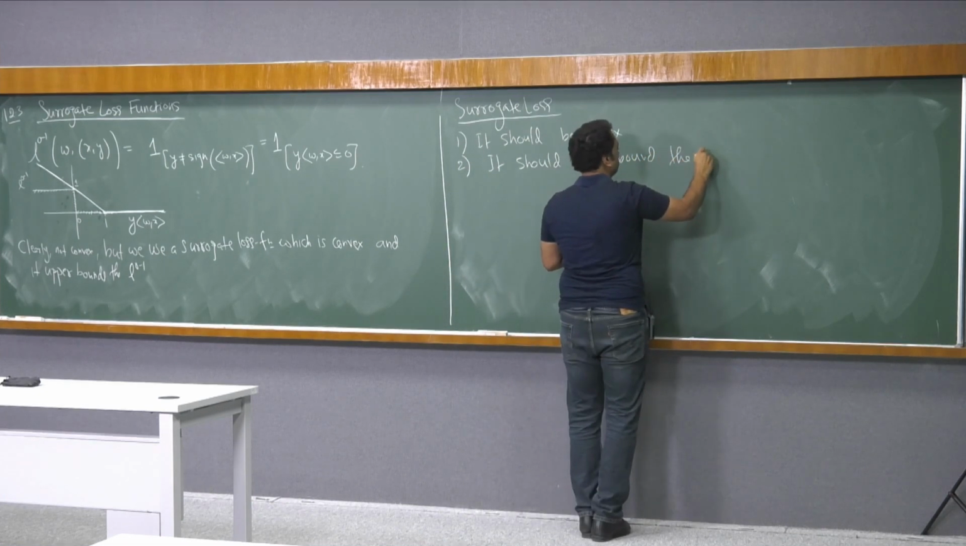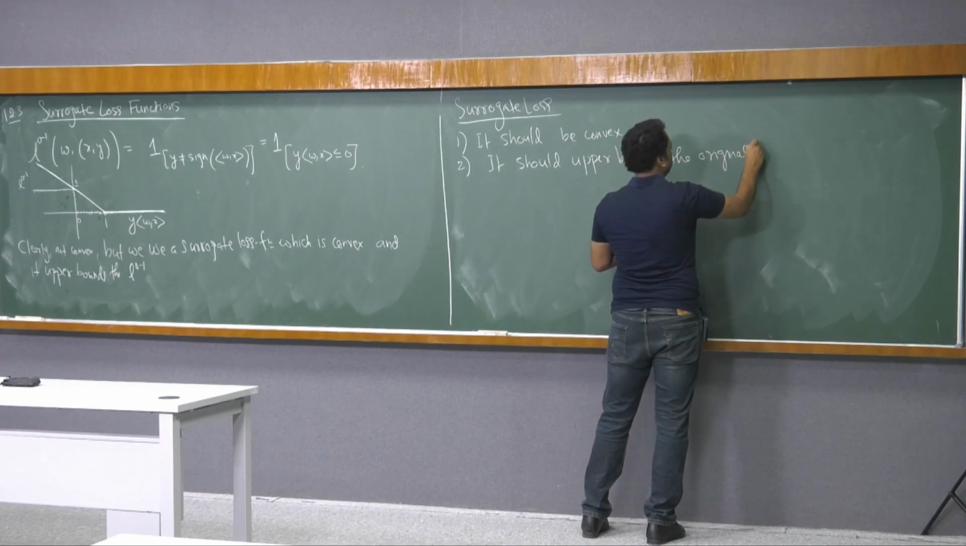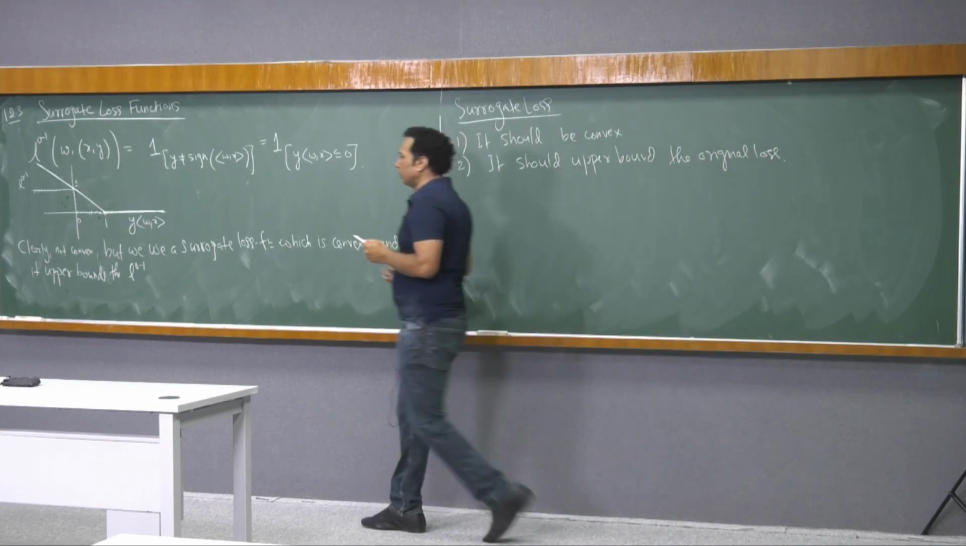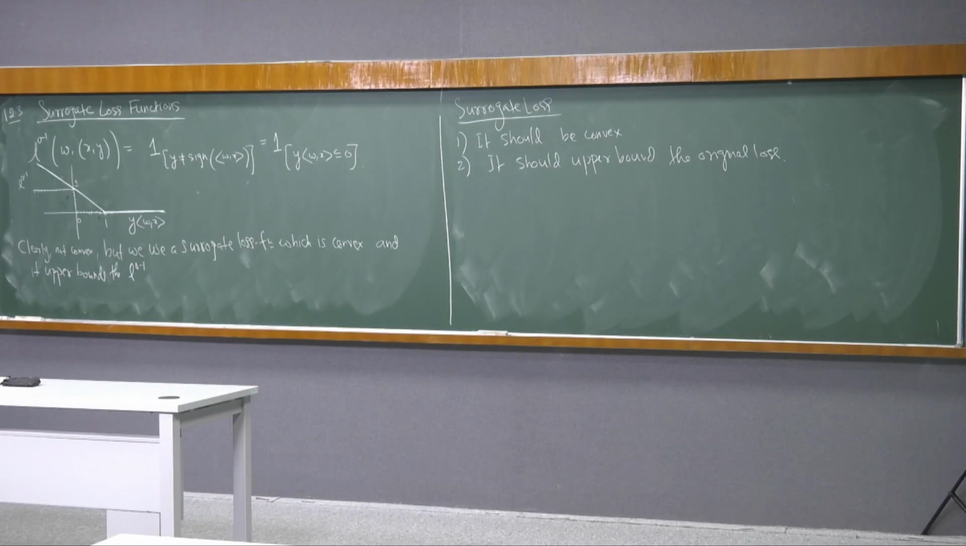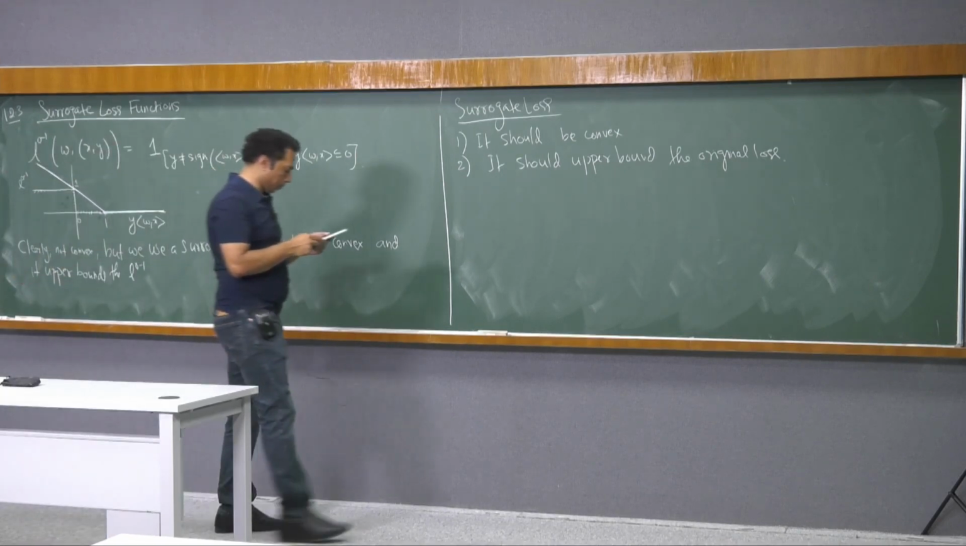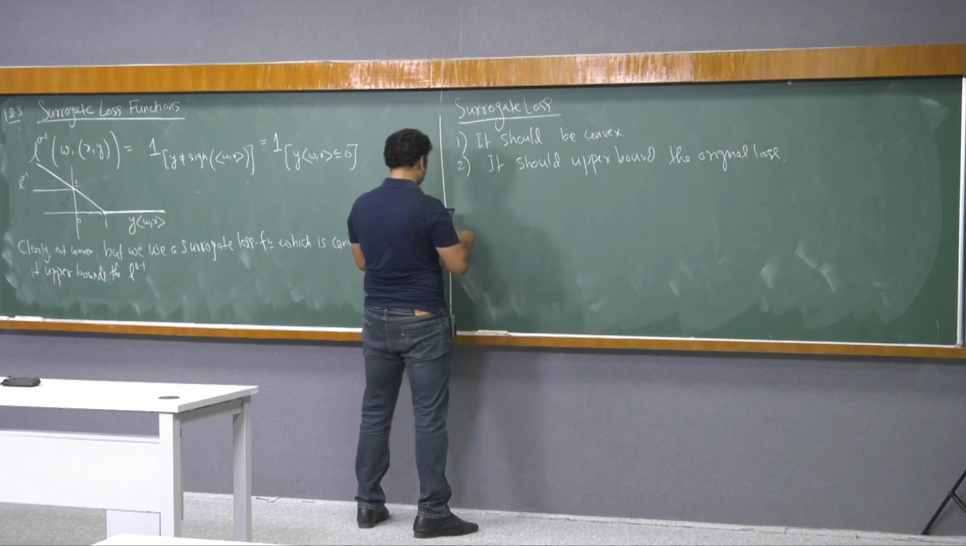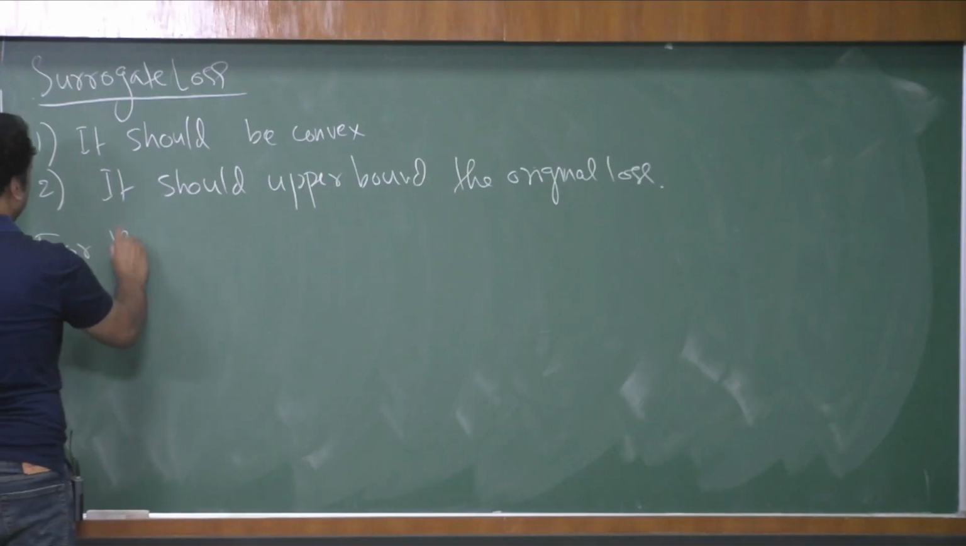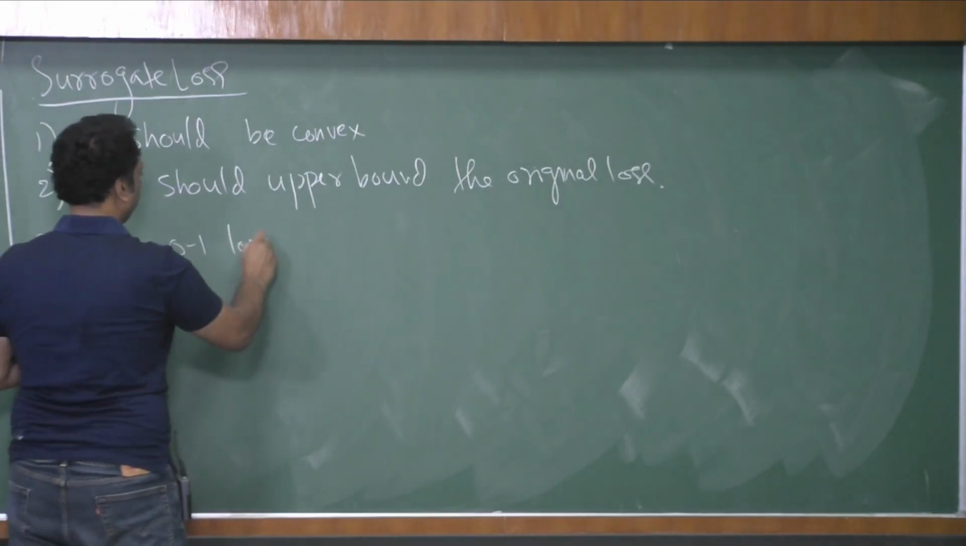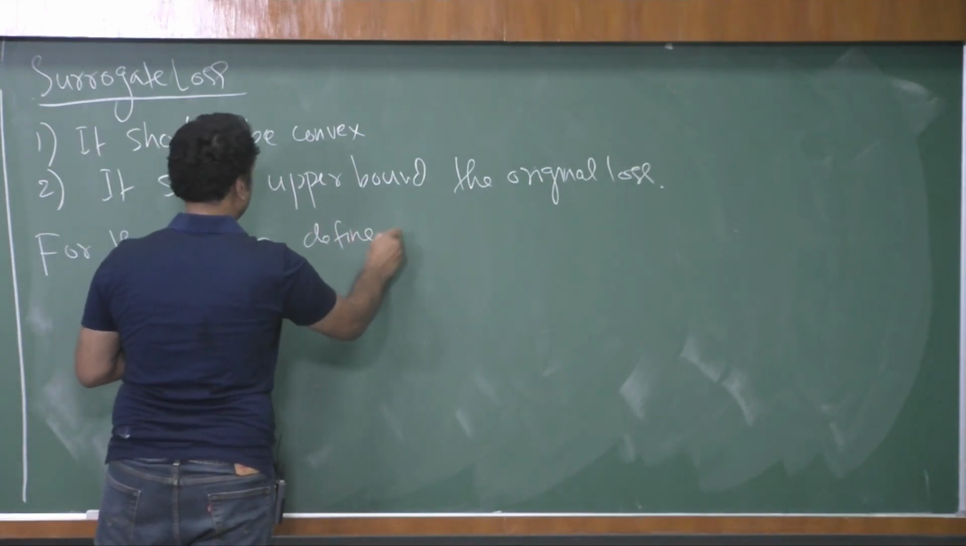The original loss, okay. So this is a generic definition of surrogate loss. That's why we separated this out. In this case, we have identified one possible surrogate loss, so can we write this down formally? For the 0-1 loss, define the following surrogate loss.